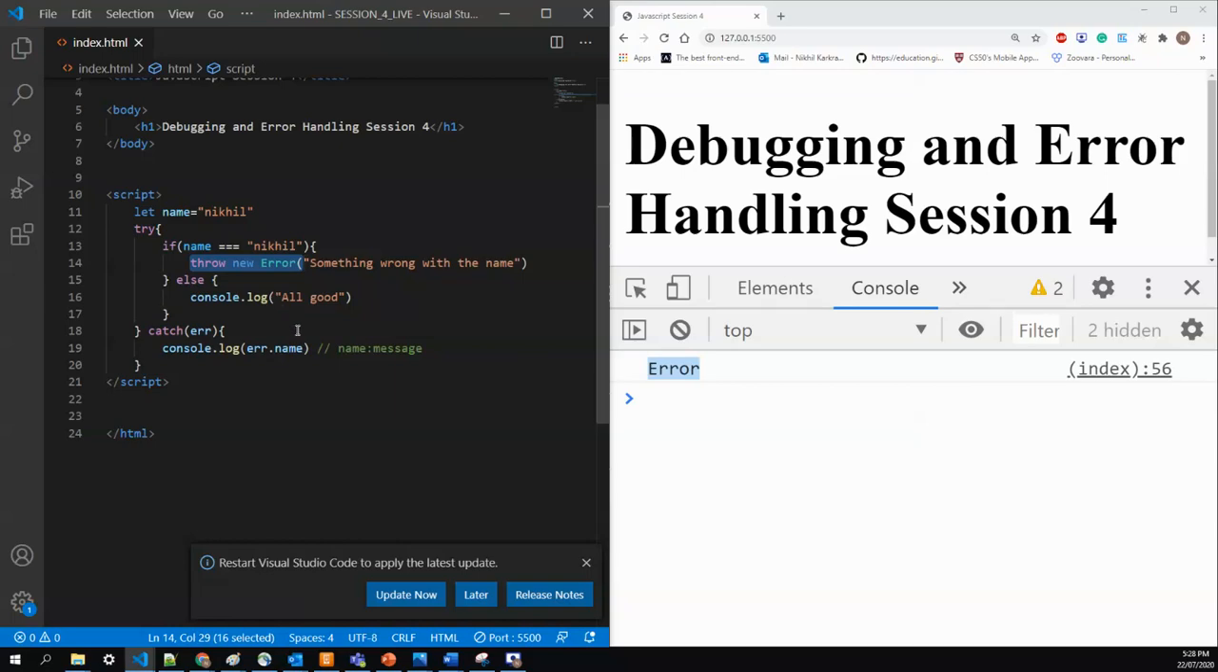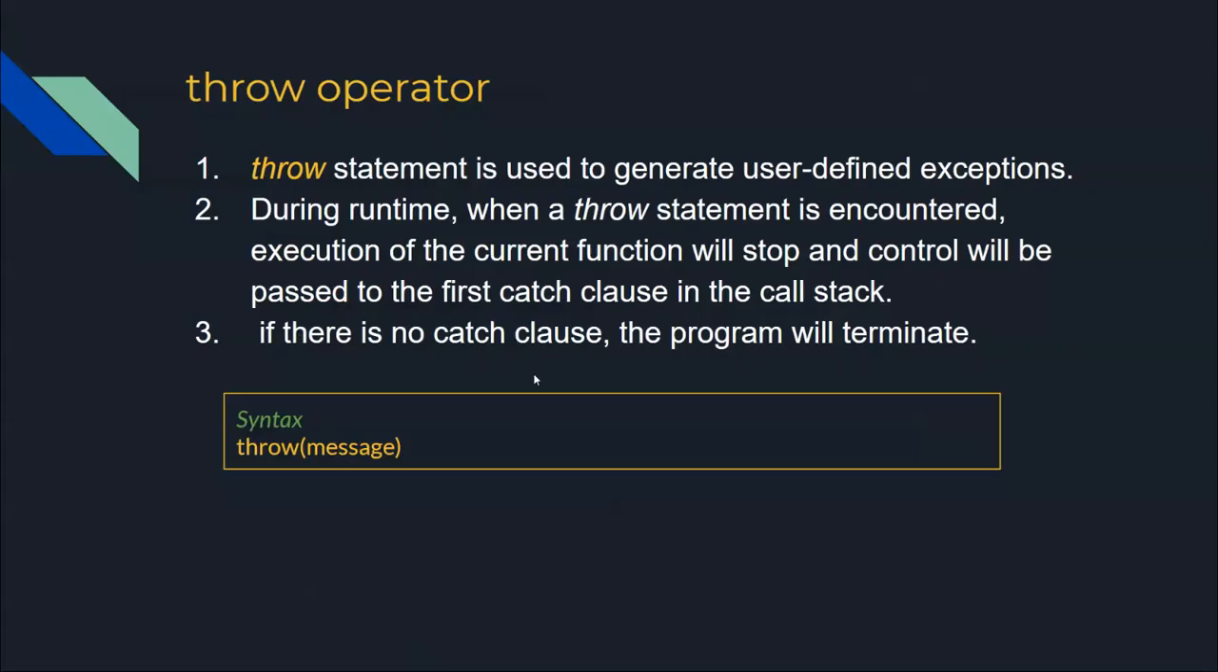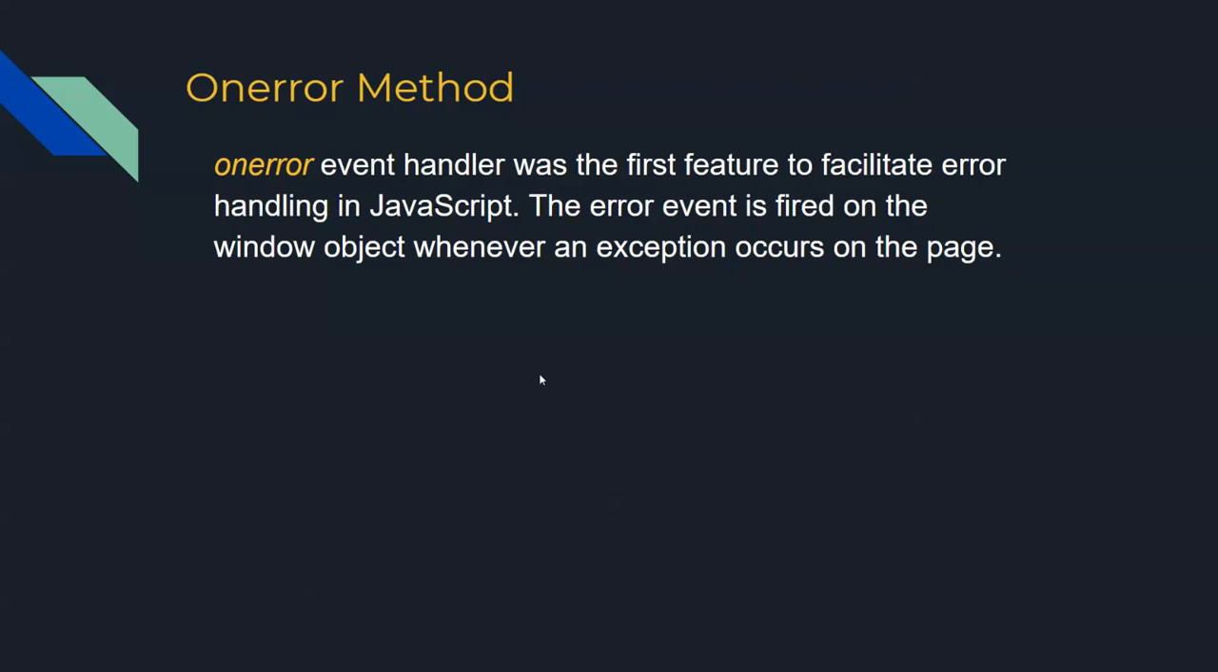And now let's go to the most interesting topic, not this one, after this. So we'll go and see what the onerror method is. When JavaScript was formed, this was the only way of error handling. The onerror event handler was the first feature to facilitate error handling in JavaScript, and the error event is fired on the window object whenever an exception occurs on the page. Let's go to our playground and see this.